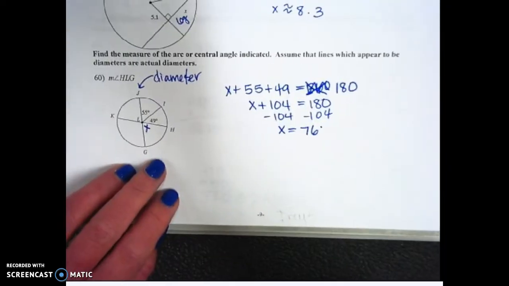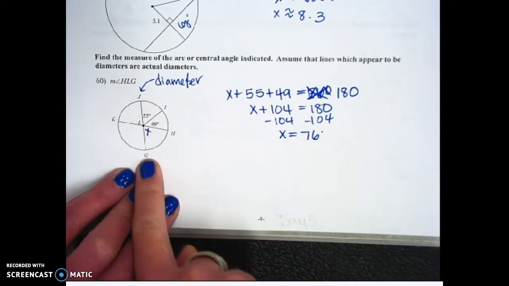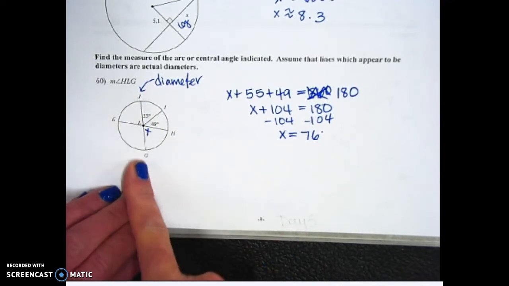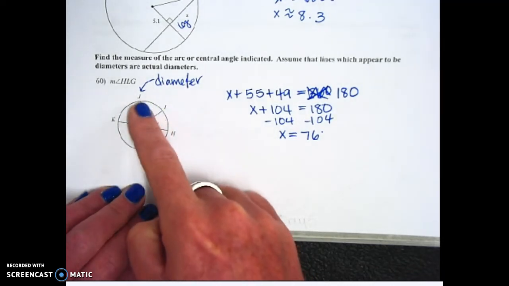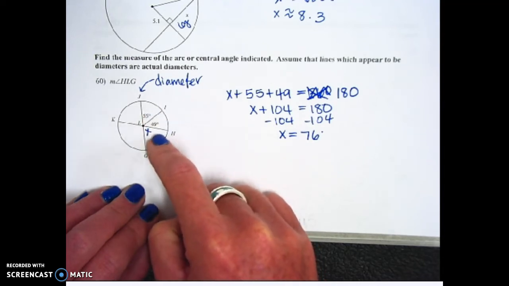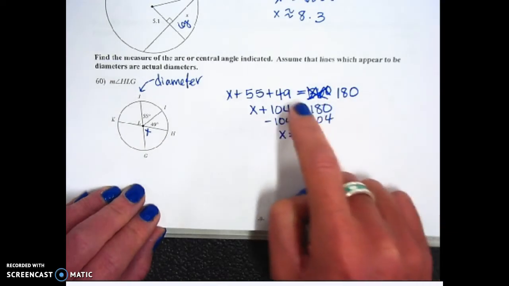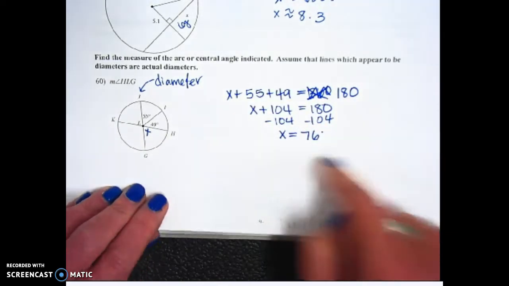Number 60 says find the measure of the arc or angle indicated. Assume that lines which appear to be diameters are actual diameters. So here's a diameter because it's going straight through the center. That means that if this is the diameter, this side is going to be 180. So I said that 55 plus 49 plus x equals 180 degrees. Added these two together, subtracted the 104 from both sides, and got 76.